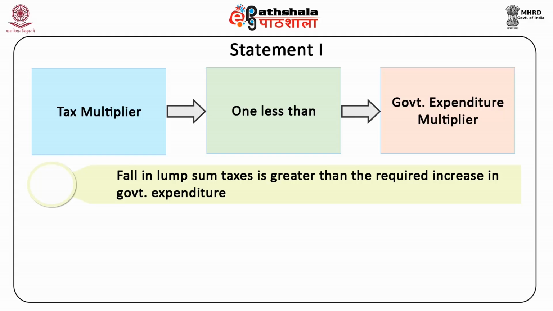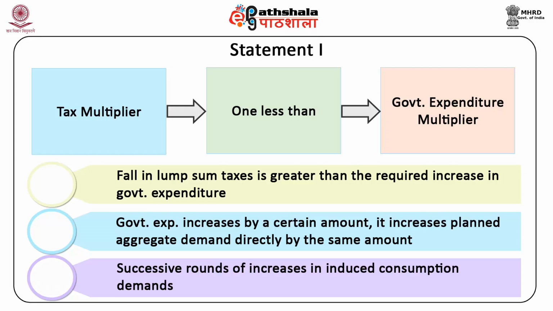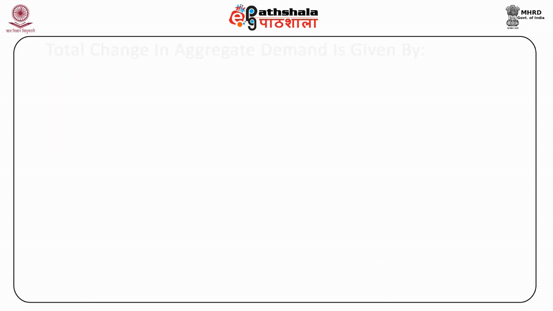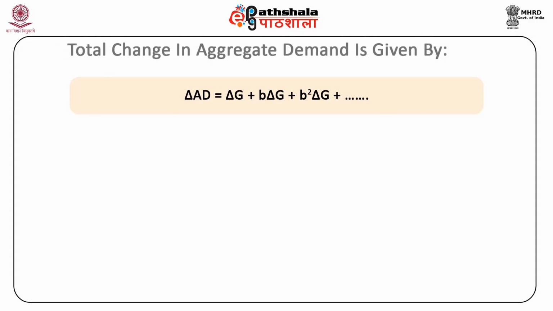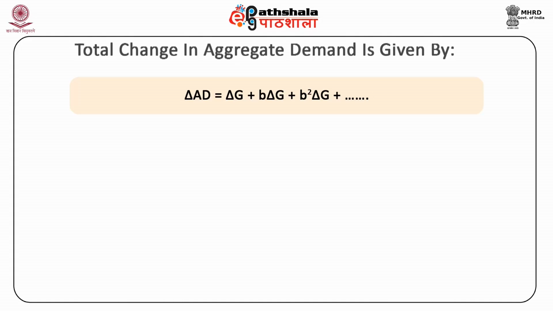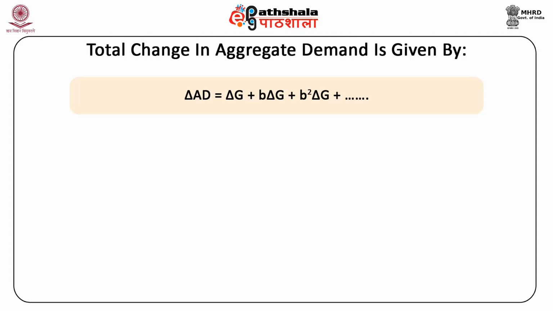The reason is that when government expenditure increases by a certain amount, change in G, it increases planned aggregate demand directly by the same amount in the first round. It is then followed by successive rounds of increases in induced consumption demands. Hence, total change in aggregate demand is given by change in AD is equal to change in G plus B into change in G plus B square into change in G, and so on.